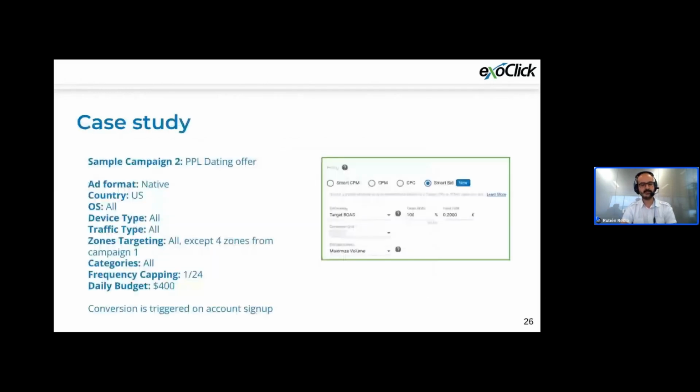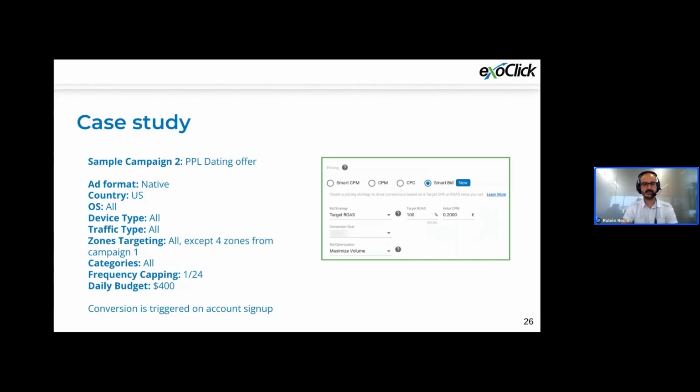For the second campaign, the advertiser followed similar settings, with the exception that the first campaign was focusing on specific zones, and this campaign was focusing on all the other zones available for that segment. So remember that when I was talking about best practices, we were saying that one of the best steps is to continue splitting campaigns based on the amount of budget that is being redirected to specific segments. This way, we can let a campaign continue testing and finding out more about our traffic.